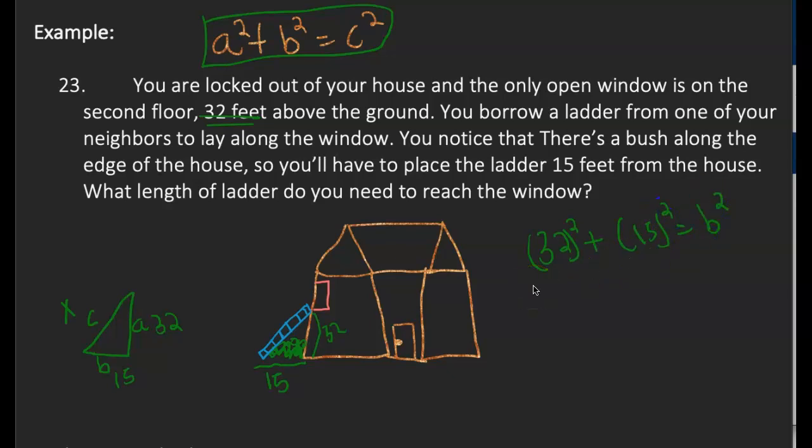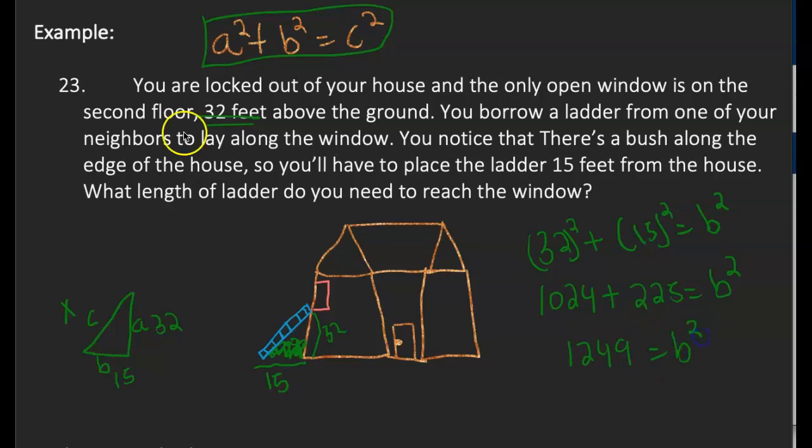So then I'm using my calculator. 32 times 32 gives me 1024 plus 15 times 15, 225. I go ahead and add that. Gives me 1249. Did I add that right? Yeah.